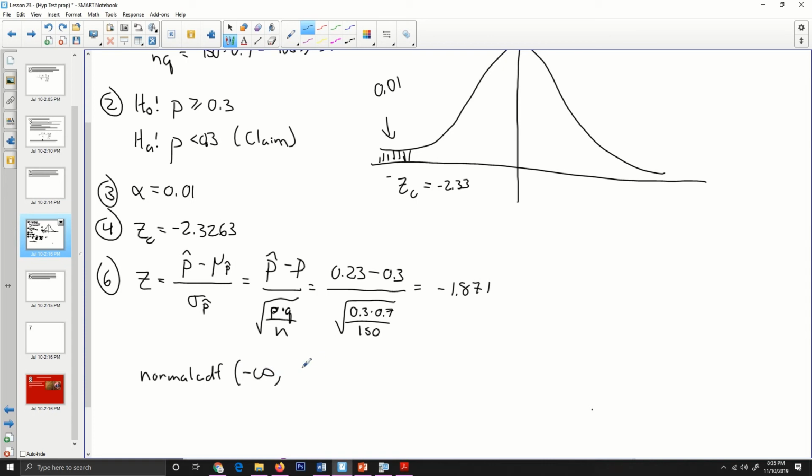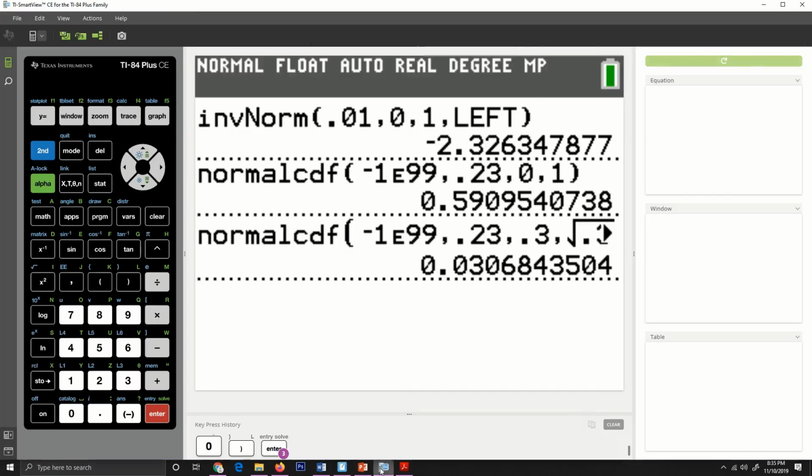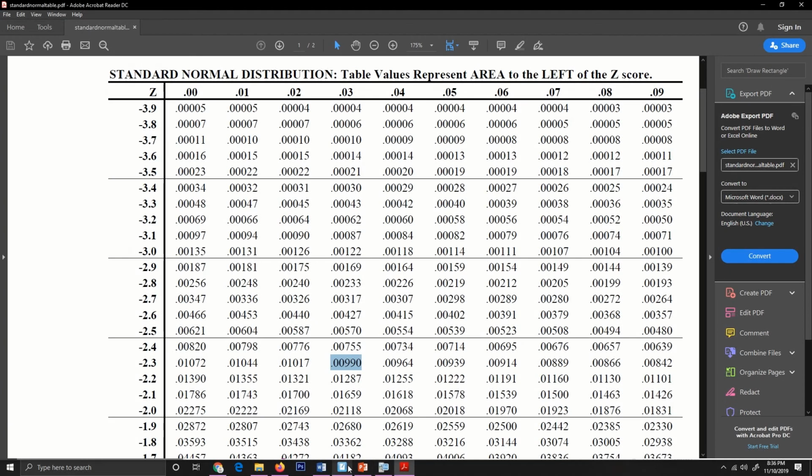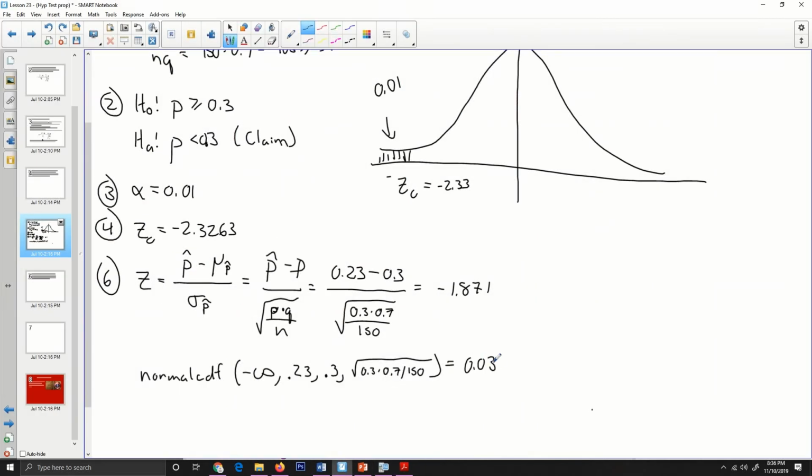So negative infinity, we had negative 1 times 10 to the negative 99th. In this case, the value that we're testing is 0.23. The mean, and again, this is our sample proportion, would be 0.3. Our standard error, square root of 0.3 times 0.7 all over 150, and we got 0.0307. All right, and clearly this is bigger than our alpha level.